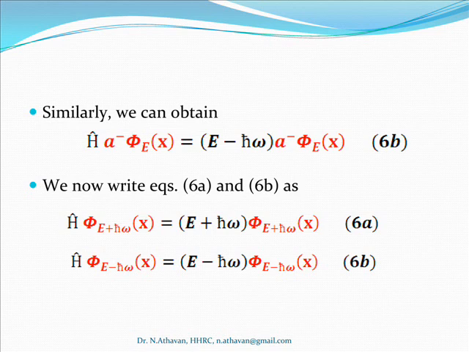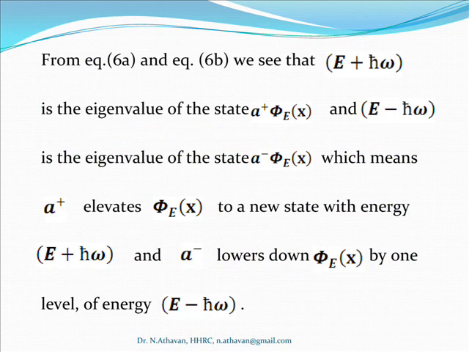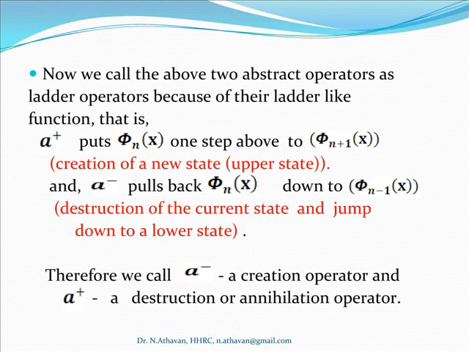So these are the eigenvalue equations when the operators A plus and A minus operate on the eigenfunction phi E respectively. From equations 6a and 6b we see that E plus h cross omega is the eigenvalue of the state A plus phi E of x, and E minus h cross omega is the eigenvalue of the state A minus phi E of x, which means A plus elevates phi E of x to a new state with the energy E plus h cross omega, and A minus lowers phi E of x by one level of energy, E minus h cross omega.